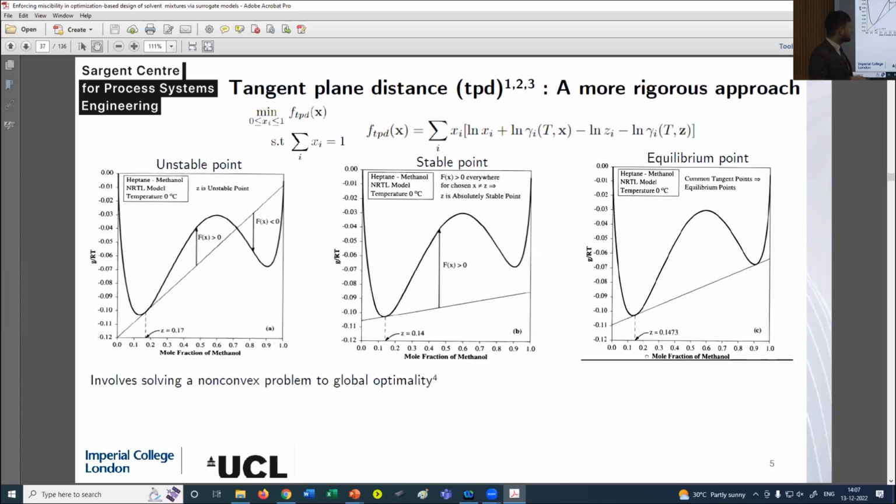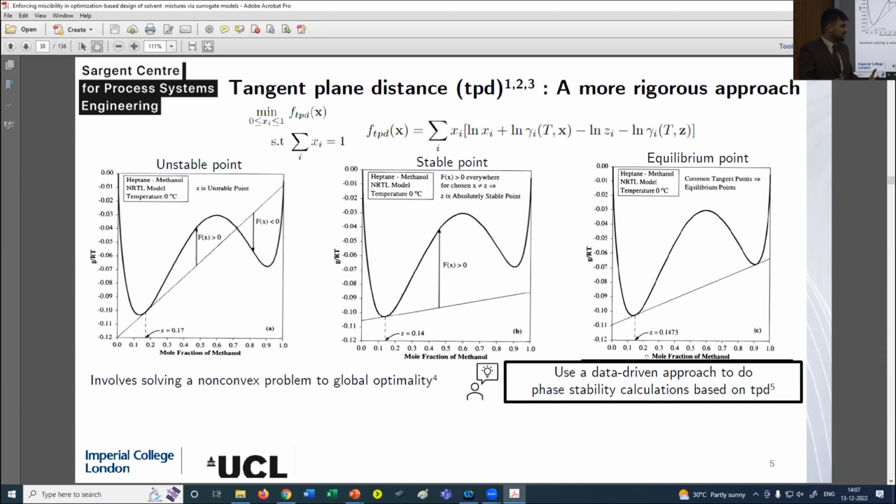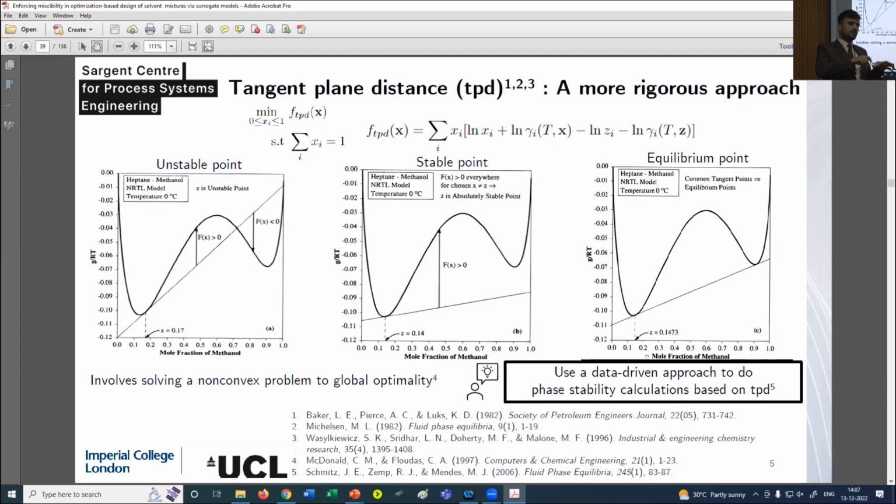One problem with this is that it involves solving a non-convex problem to global optimality. So this is prohibitive because within CAMD we are already solving a very challenging problem to optimality. And if we are to use this, we have to solve another problem to optimality inside a challenging problem. So that's not really useful. So our idea is that we use a data-driven approach to do these phase stability calculations based on TPD and then incorporate it within the CAMD framework to check for miscibility.